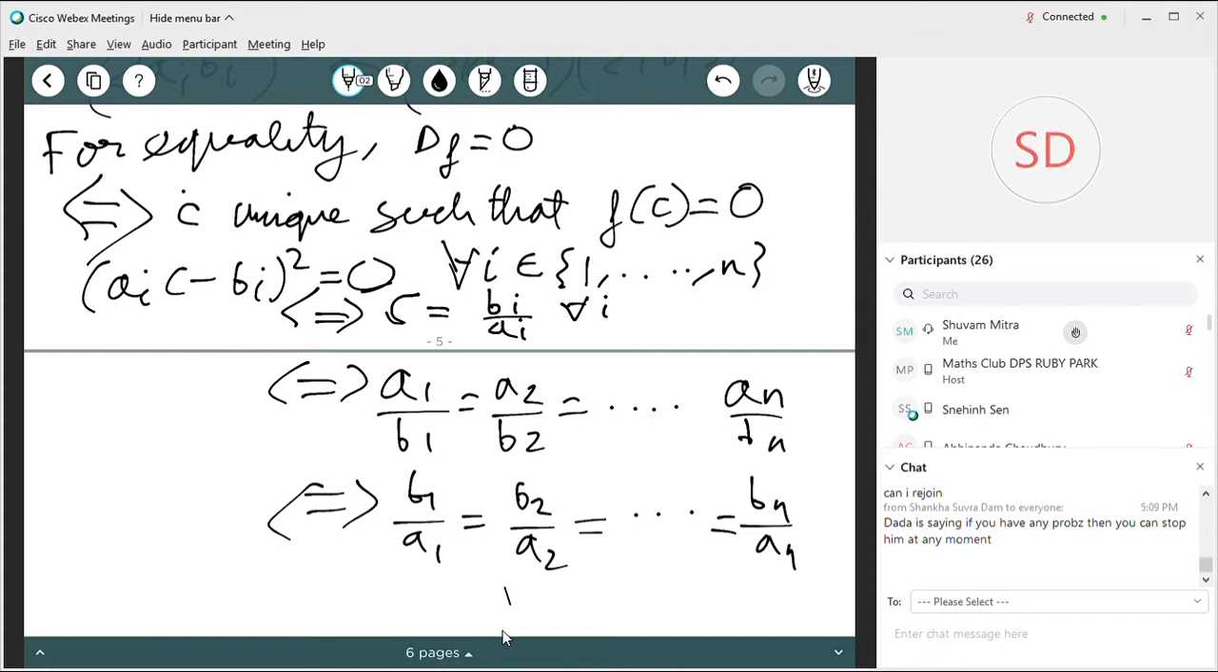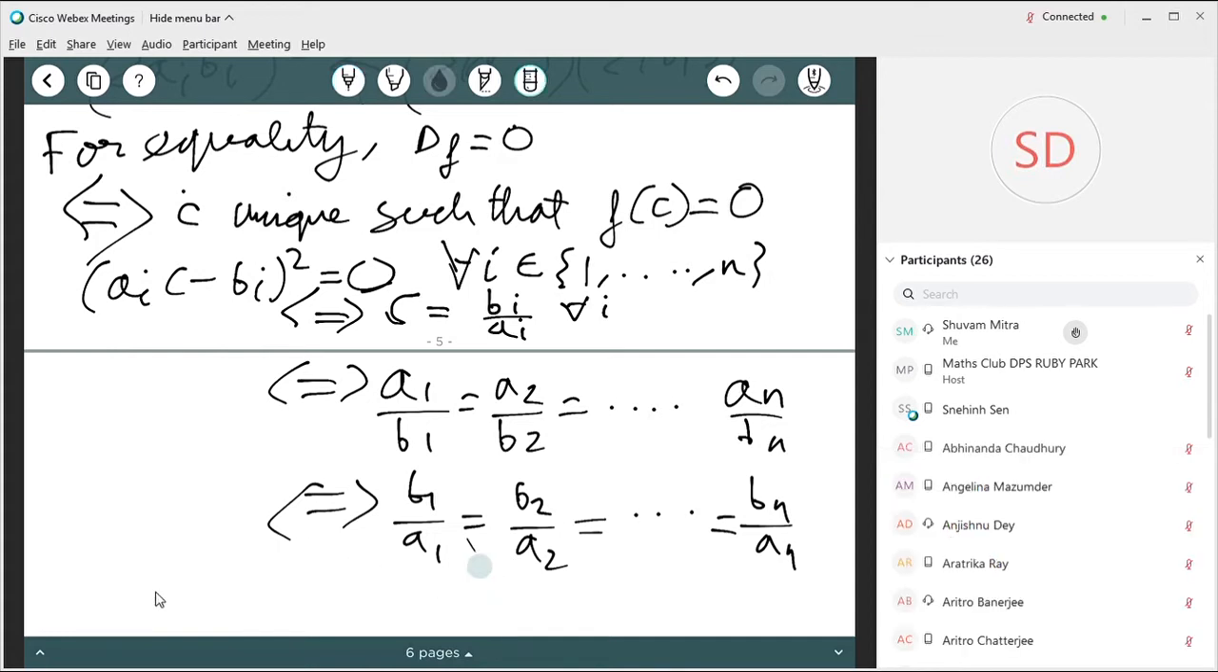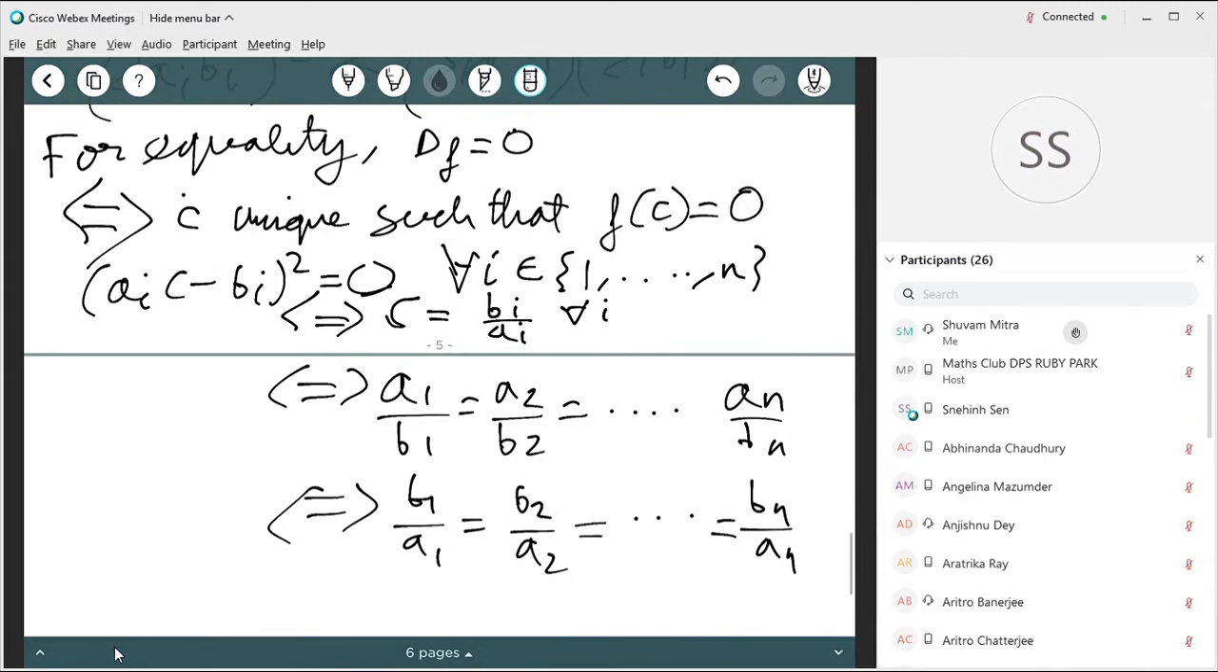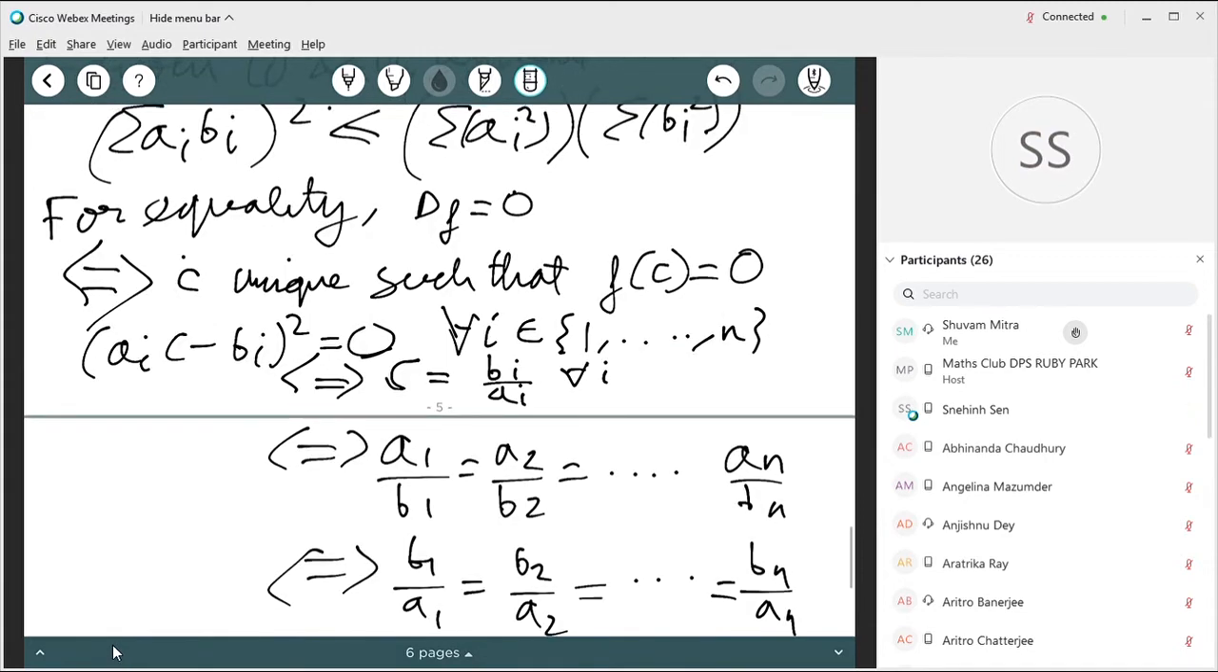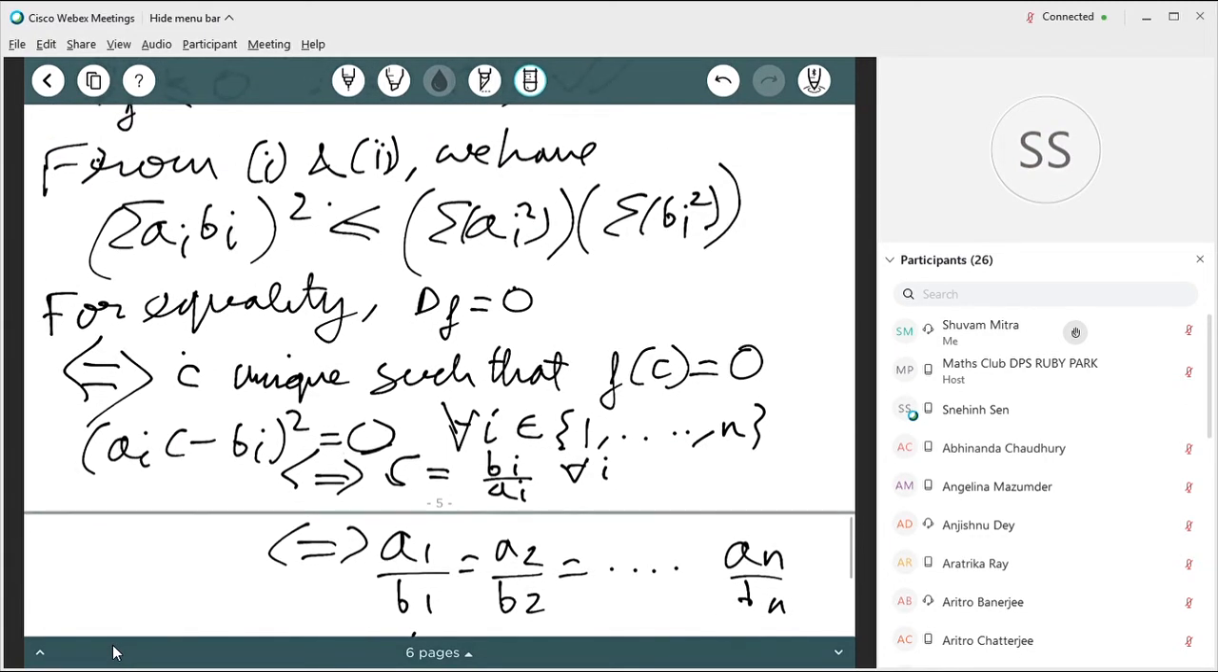Then what does the discriminant of a quadratic equal to 0 imply? It has a double root, or it has a unique solution. That is, c is unique. There is a unique c such that f(c) equals 0. Or there is a root, let alone unique. There is a root. Yes. But what will a root imply?